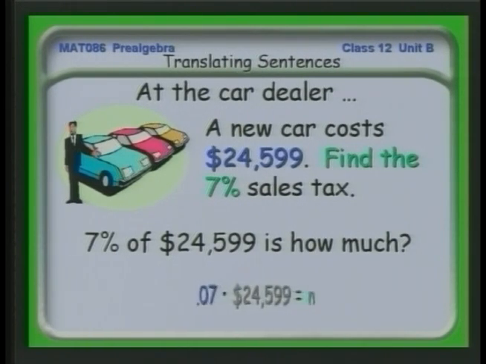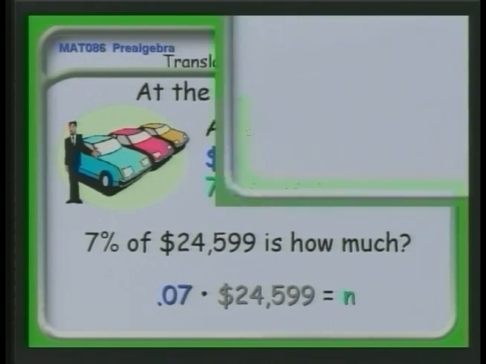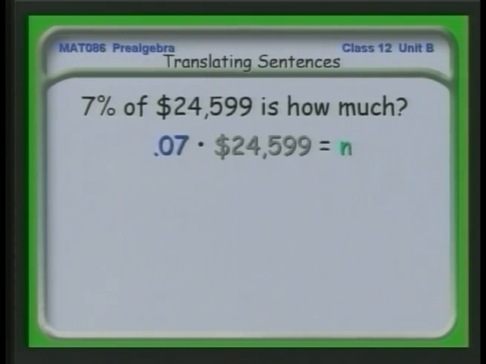From here we can go to the math. 7% is 0.07 of times. Notice that right after the "of" is the quantity, that's the whole thing, is equal to how much, what number. Now we have the equation. We can go here and solve that equation, and I find that the tax I need to pay on an approximately $25,000 car at 7% is about $1,700.